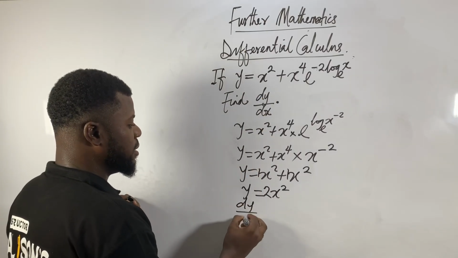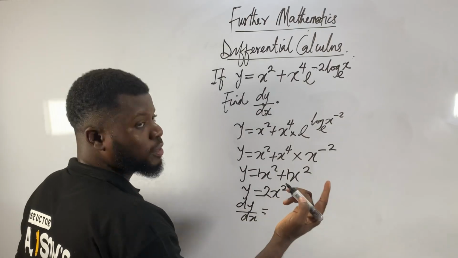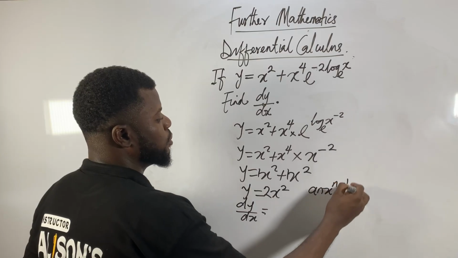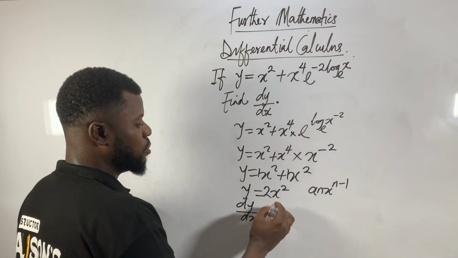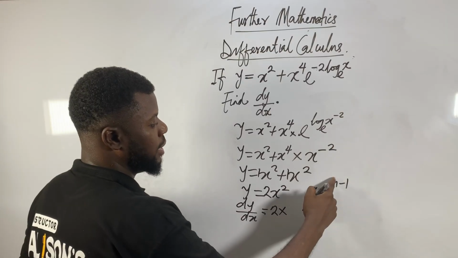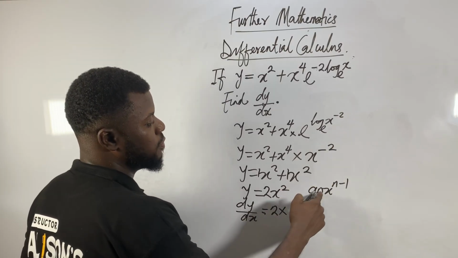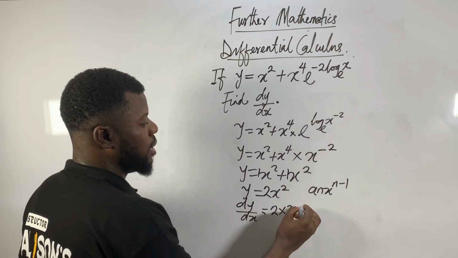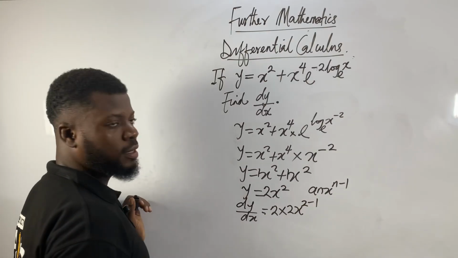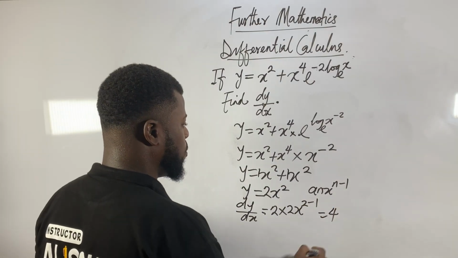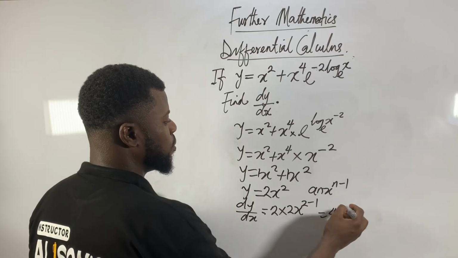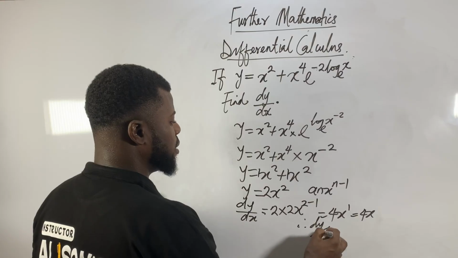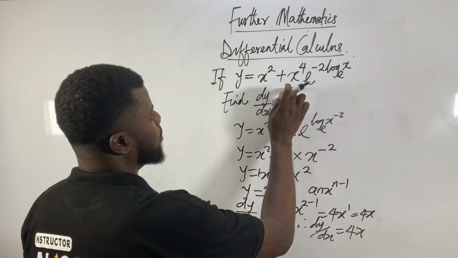If I find dy/dx of this function using the general formula of differentiation, n x to the power of n minus 1, where n is a constant, any power I get, I will put for this n. So here the power I get is 2. The 2 will come here, x to the power of 2 minus 1. So 2 times 2 will give me 4, then x to the power of 2 minus 1, or 1. So the answer will be 4x. Therefore, the derivative of y with respect to x, dy/dx, is 4x for this particular function.